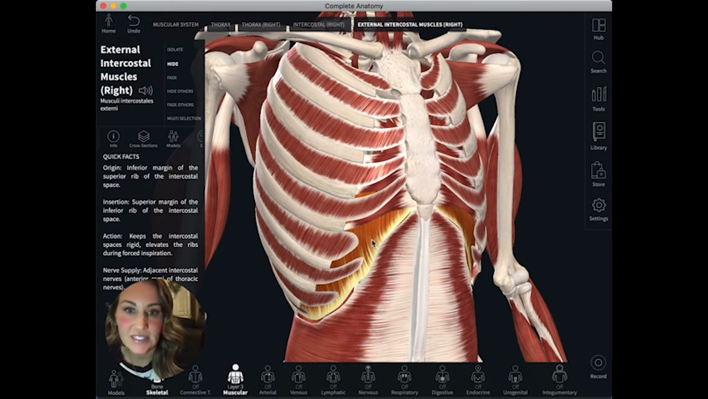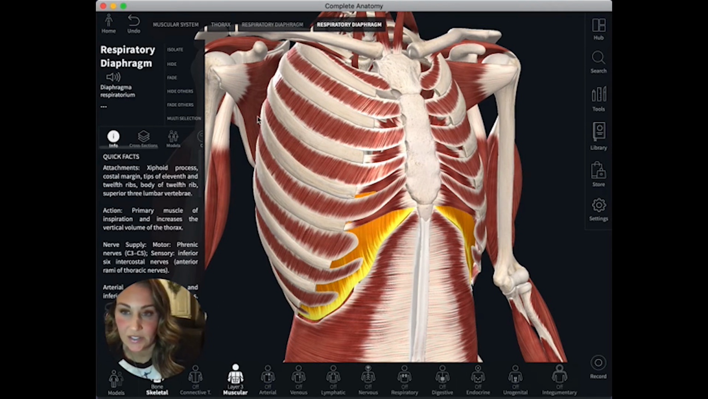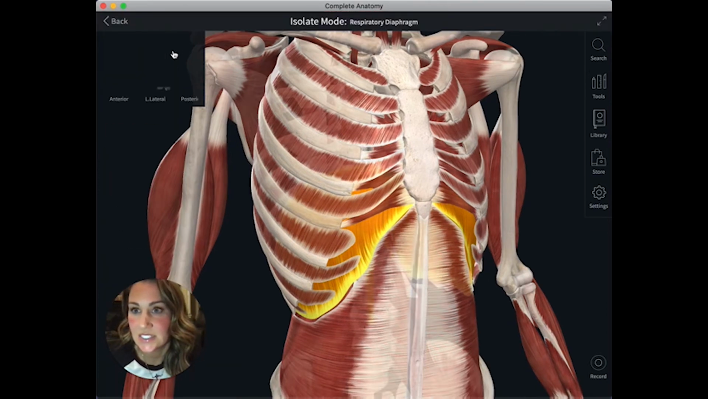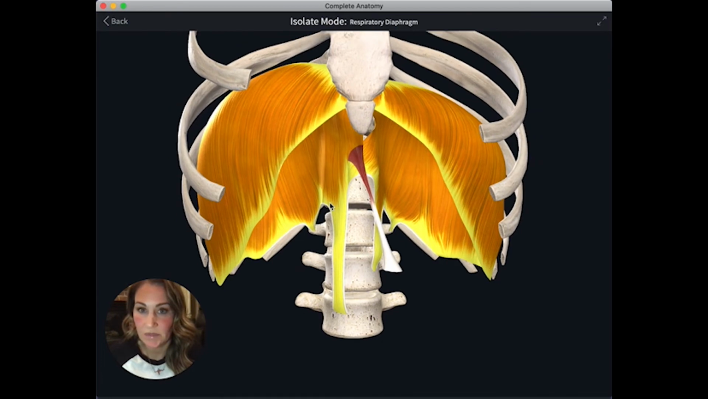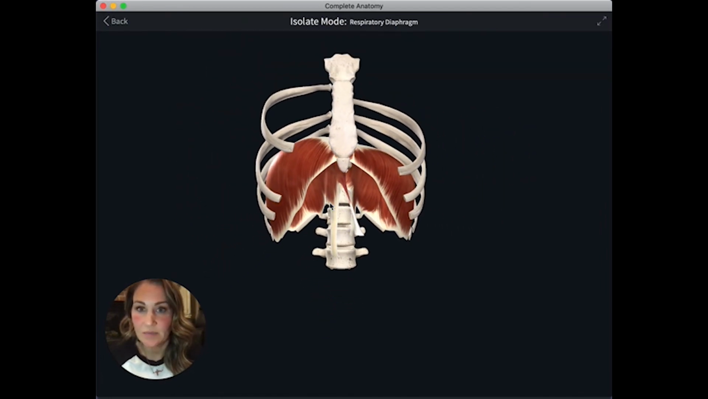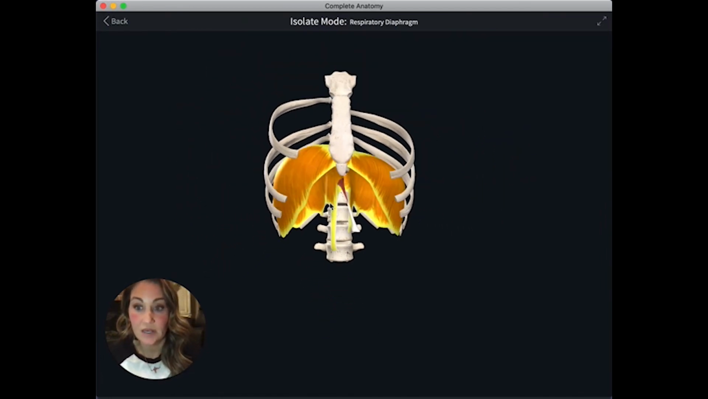And then the last muscle here in respiration is the diaphragm. The diaphragm is this dome-shaped muscle that separates the thoracic cage from the abdominal cavity. And in this picture, it is in a relaxed position. So when it contracts, it flattens and it causes an expansion of the bottom half of the rib cage.